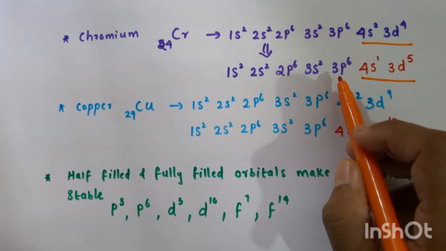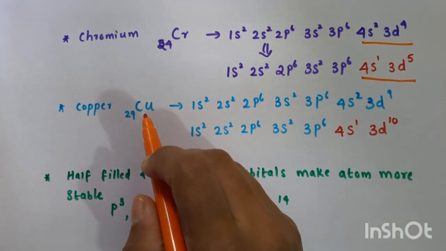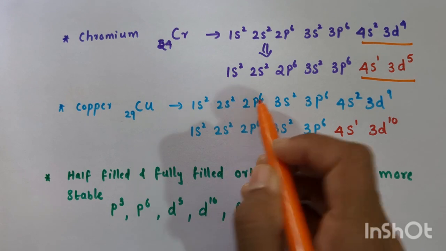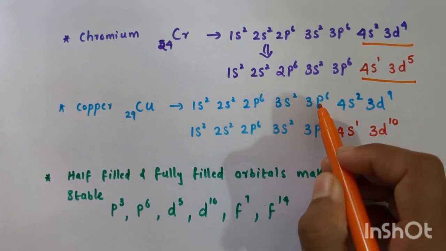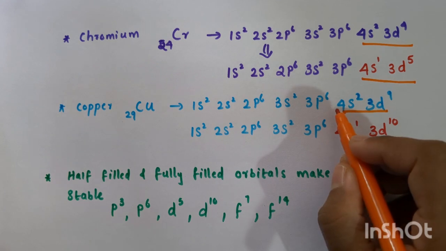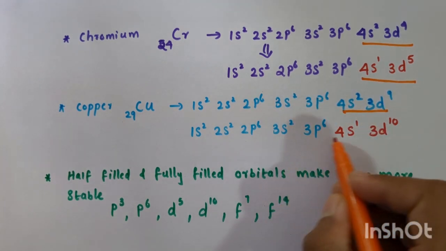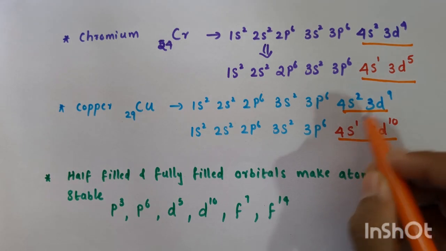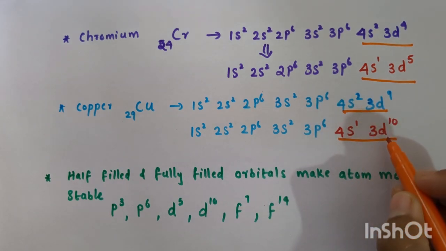Similarly, if you consider copper, its atomic number is 29. So 1s2, 2s2, 2p6, then 3s2, 3p6, 4s2, 3d9. This is the expected electronic configuration of copper. But the actual electronic configuration of copper is like this: instead of 4s2, we have 4s1, and instead of 3d9, we have 3d10.